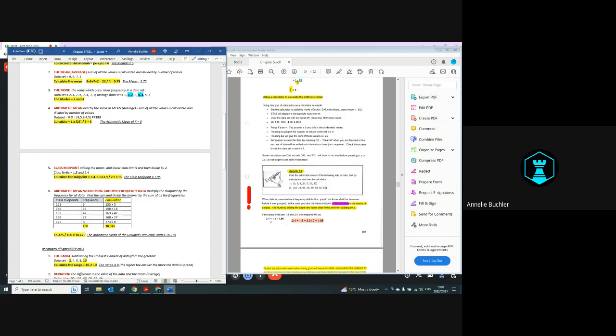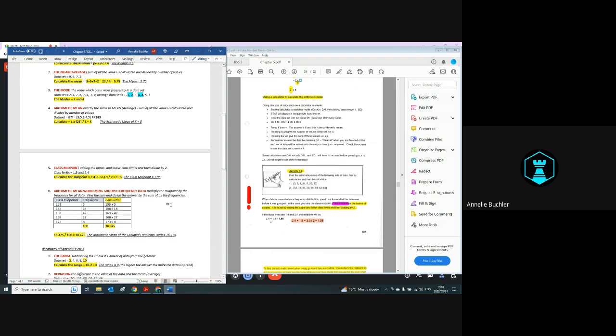They say, what is the class midpoint for the class limits 1.5 and 2.4? Now you're going to calculate the midpoint. You take 2.4 plus 1.5 equals 3.9. Then you take 3.9 and divide it by 2, which is also quite logical, and it's 1.95. So the class midpoint is 1.95. This is important: I added the upper and the lower class limits and then divided by 2.